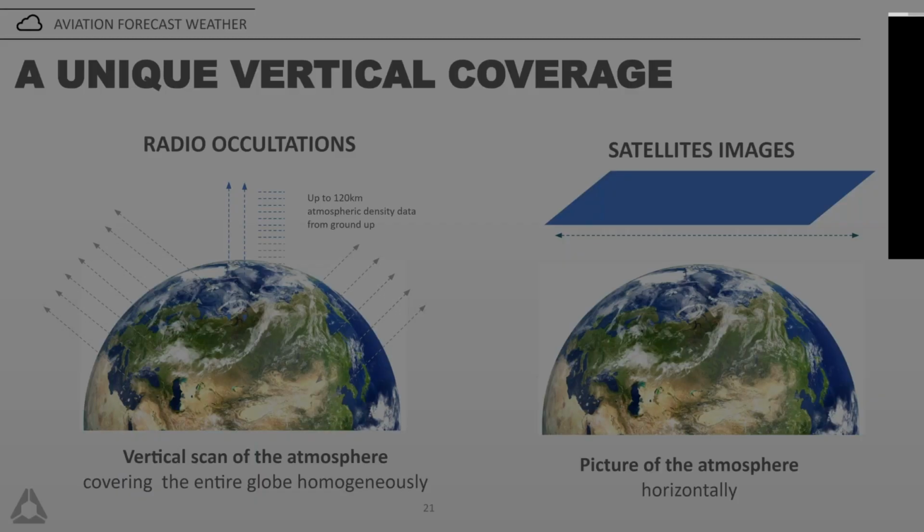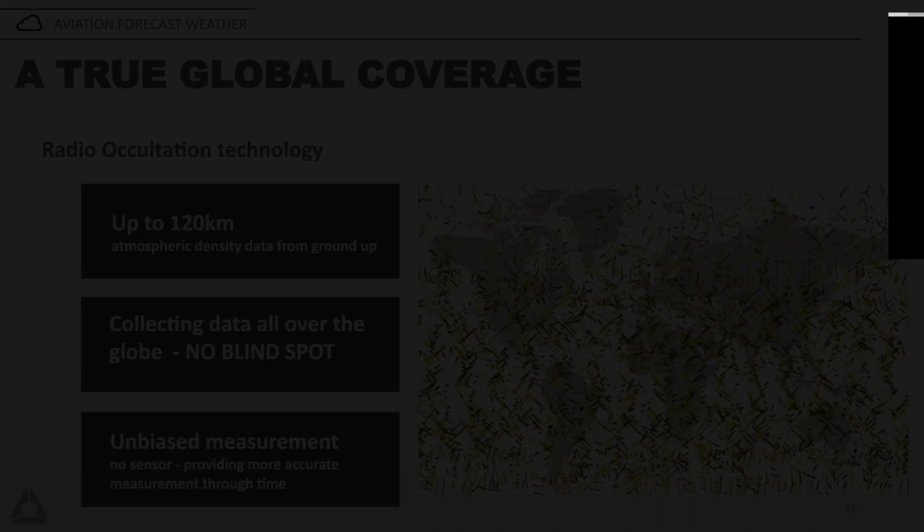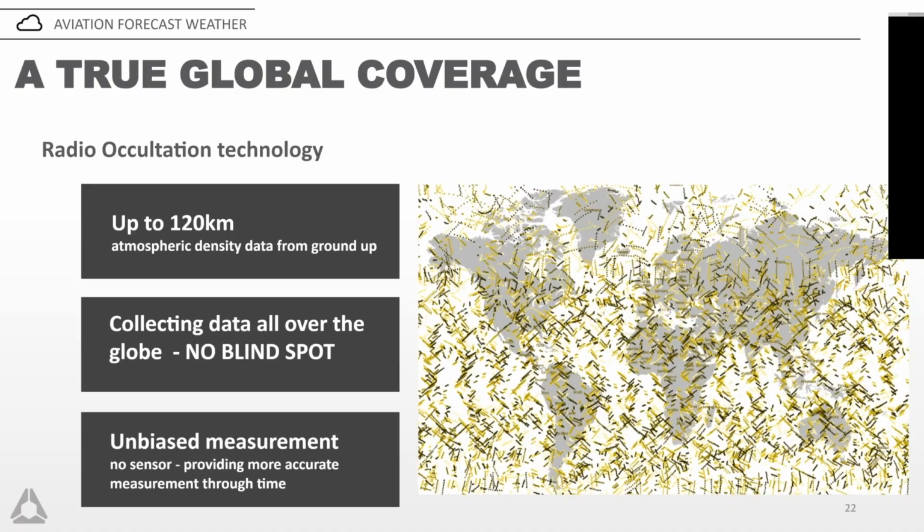What are the main advantages of radio occultation? Radio occultation provides a vertical scan of the atmosphere, covering the entire globe, and collecting atmospheric density data from ground up to 120 kilometers. If we compare that with satellite images, they only provide a picture of the atmosphere horizontally and only on one spot. The second main advantage is the fact that it provides a true global coverage. We're collecting data continuously all over the globe with no blind spots.